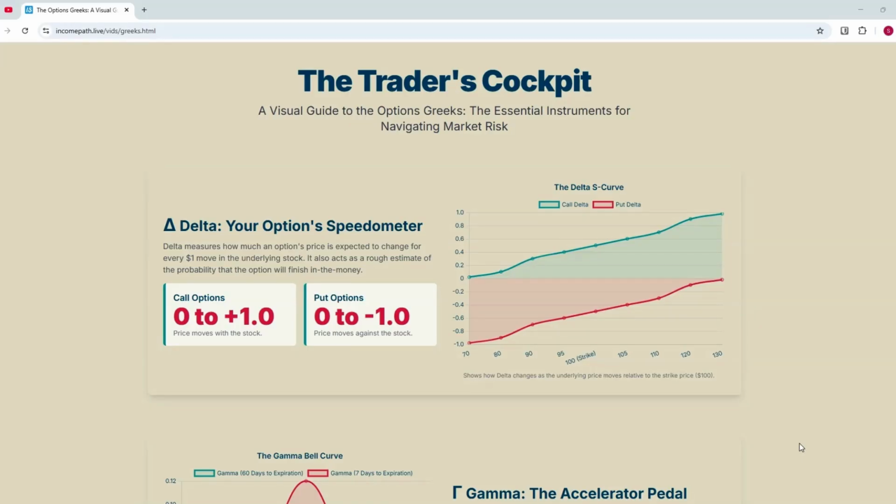This is kind of your options speedometer, is a way to look at it. The delta measures how much an option's price is expected to change for every dollar move in the underlying stock. So it's a rough estimate of the probability that the option will finish in the money or not. For call options it's 0 to 1, put options 0 to -1.